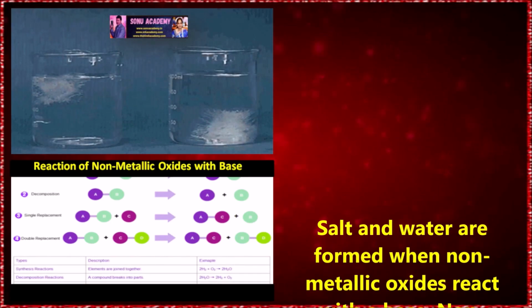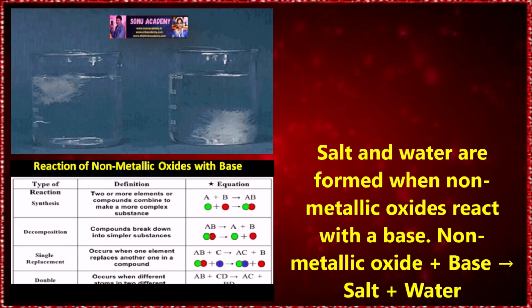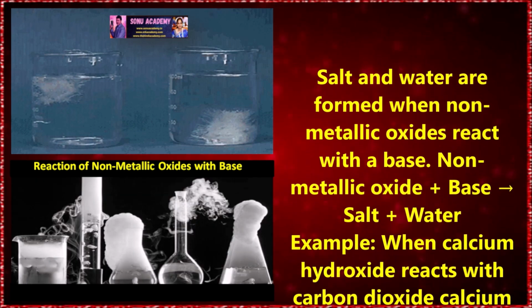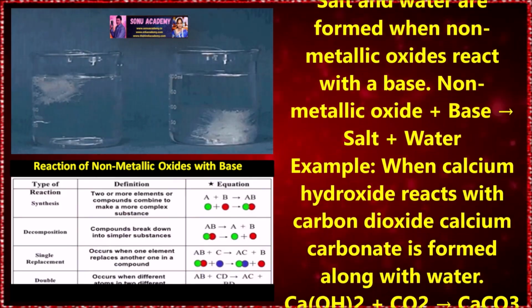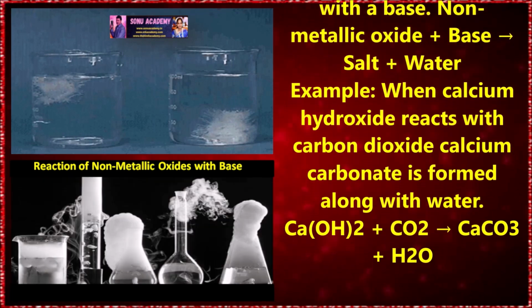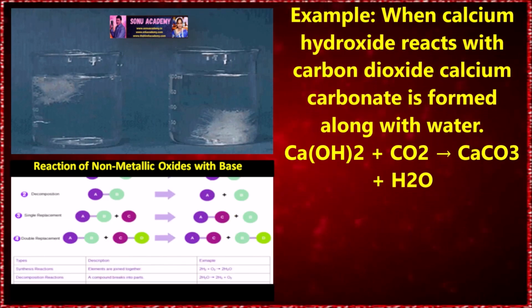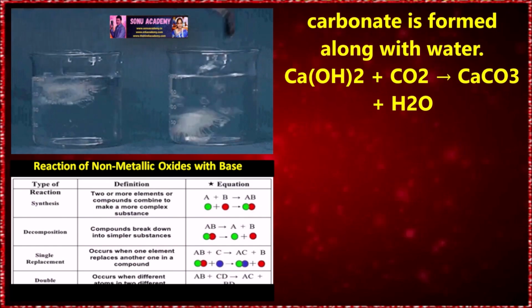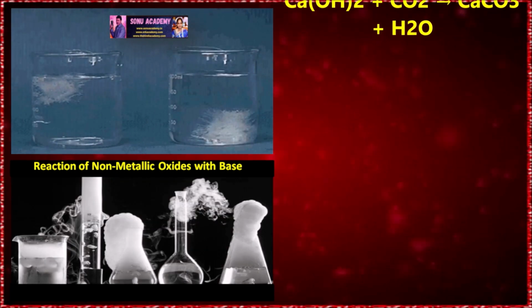Reaction of non-metallic oxides with base. Salt and water are formed when non-metallic oxides react with a base. Example: when calcium hydroxide reacts with carbon dioxide, calcium carbonate is formed along with water.